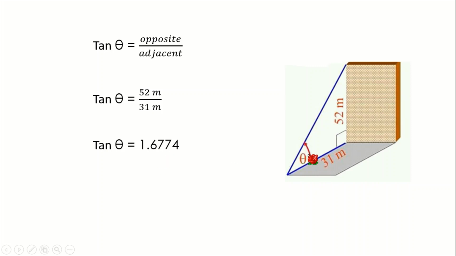1.6774. But since we're looking for the degree, so kailangan nating kunin yung degree ng 1.6774. So sa scientific calculator nyo, you can press shift, tangent, then 1.6774, and that will give us 59.2 degrees. So, ibig sabihin, yung angle na nabuo natin or yung angle na nabuo from the shadow, tip ng shadow ng ating building paitaas is 59.2 degrees. Alright?